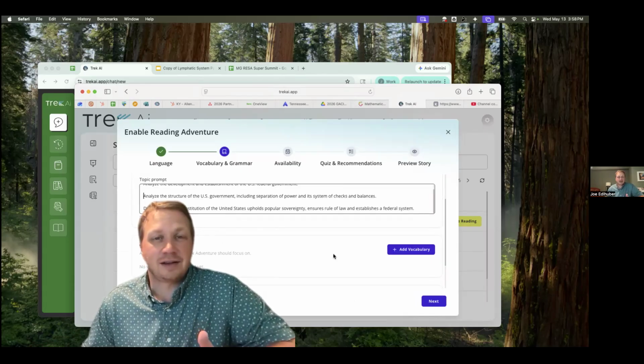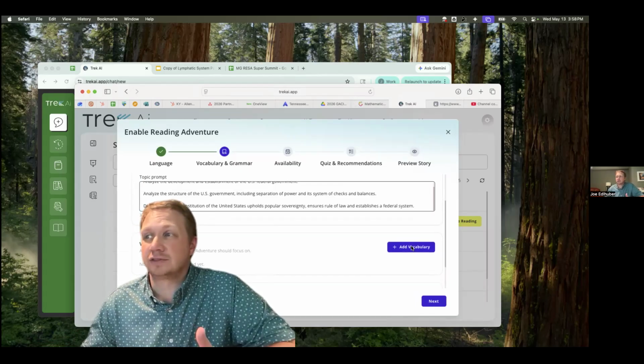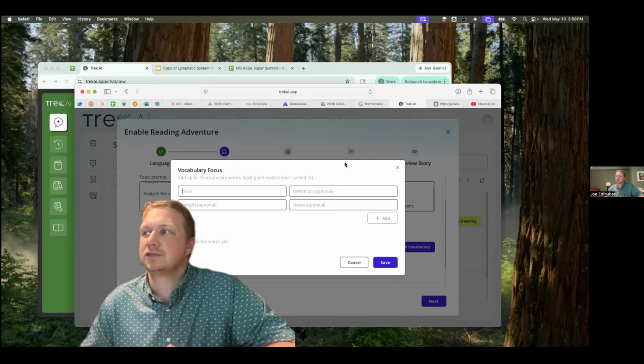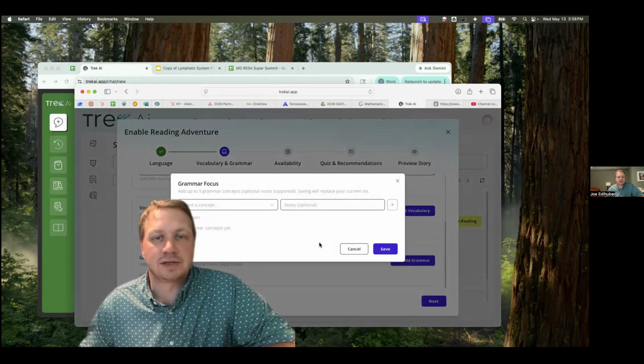And so you could add in custom vocab words. So if you're working on spelling words for the week or science words, say, hey, we're working on these words in science, let's put them in so we can do cross curricular. We can do science, social studies, and reading at once. Then we can also work in grammar concepts.